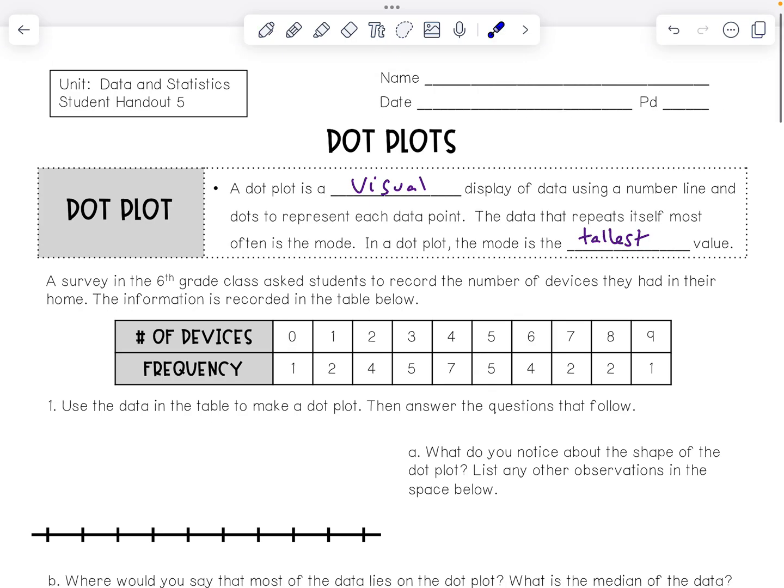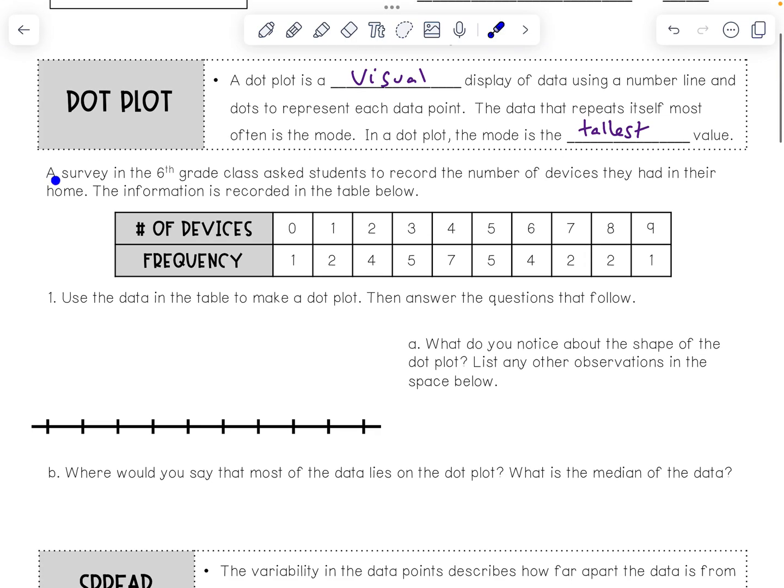So, let's take a look at this first example. A survey in the sixth grade class asked students to record the number of devices they had in their home. The information is recorded in the table below. Number of devices in the home: 0, one student had 0 devices. 2 had 1 device. 4 had 2 devices. 5 had 3 devices. We're going to use this data in the table to make a dot plot, then answer the questions that follow.